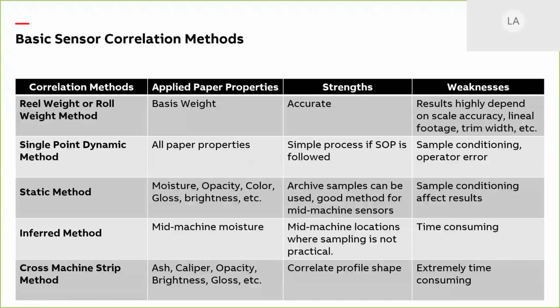But how about the weakness? We know the sample conditioning error. A lot of the paper makers cut the samples, but they really don't put them in the bags right away. They put them under their arm and walk around the machine floor, talk to all their buddies, then go into the lab. And finally, it took a long time to get the lab results. So I think that's not going to be accurate.